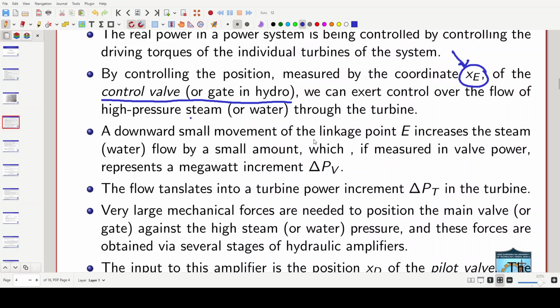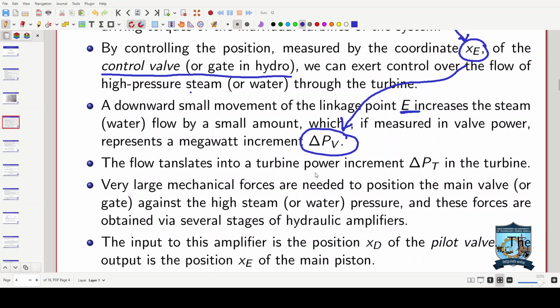A downward small movement of the linkage E increases the steam water flow by a small amount, which if measured in the valve power is given by delta V. So XC results in the valve power, which will open or close the gates. The flow translates into main turbine power, delta PT. So this valve power increases the turbine power. Now what is this valve power? This valve power is the one which opens the turbine valves, which allows steam.